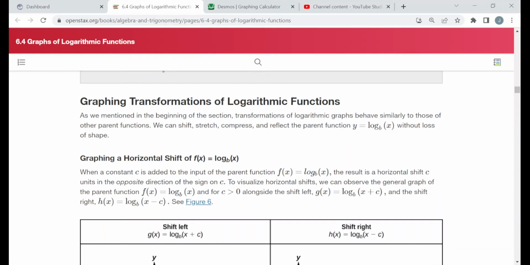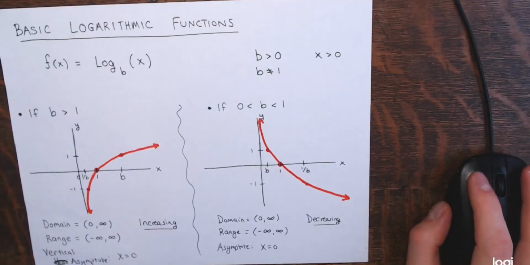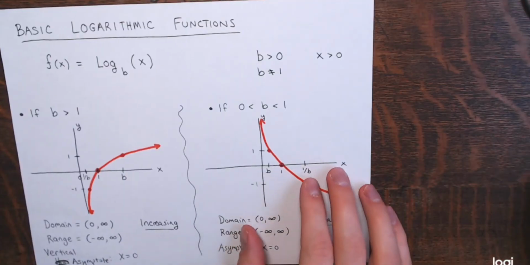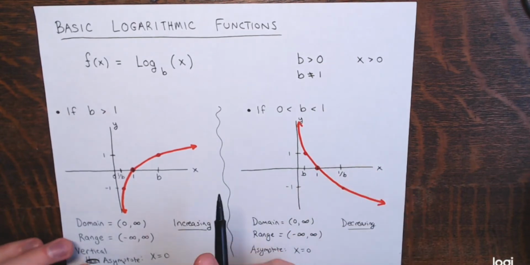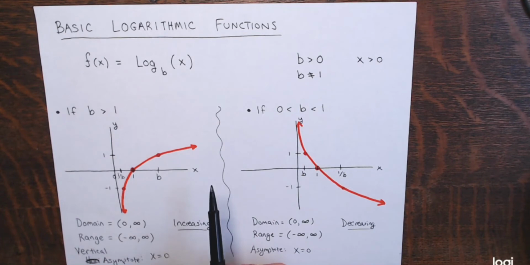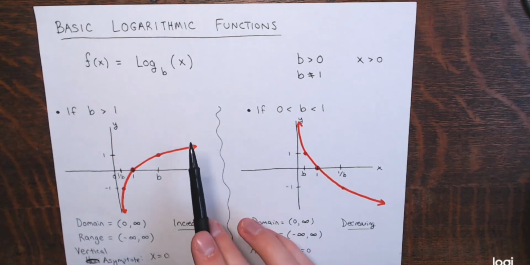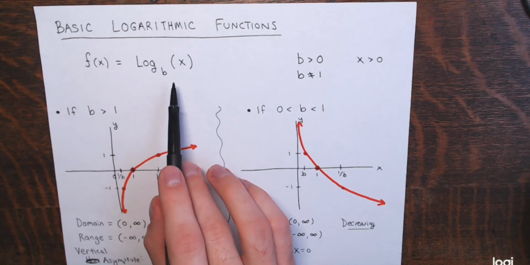Alright, so before we get into graphing transformations, I want to talk about those basic logarithmic functions, which I brought up in the earlier video from this section on finding the domain of a logarithmic function. This is the same page I had in that video. We're looking at the graphs of basic logarithmic functions, and every function besides these will be some sort of transformed version of this.